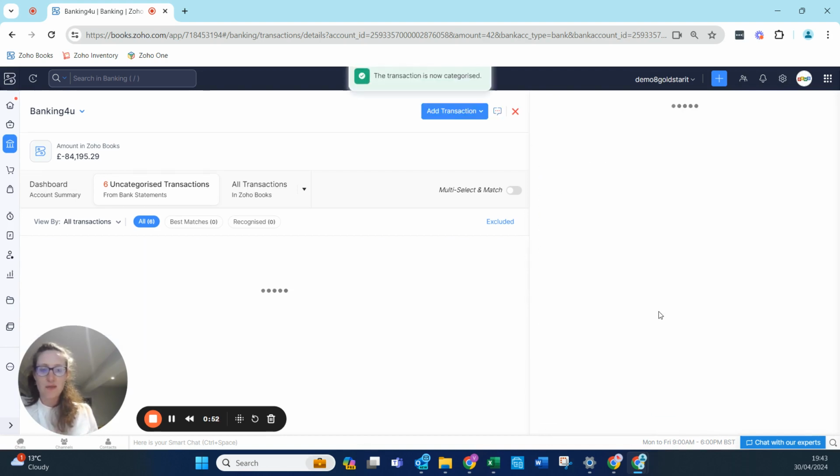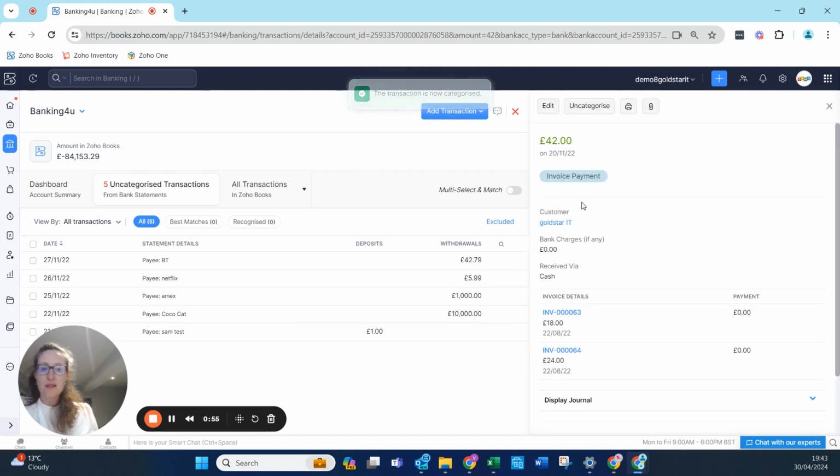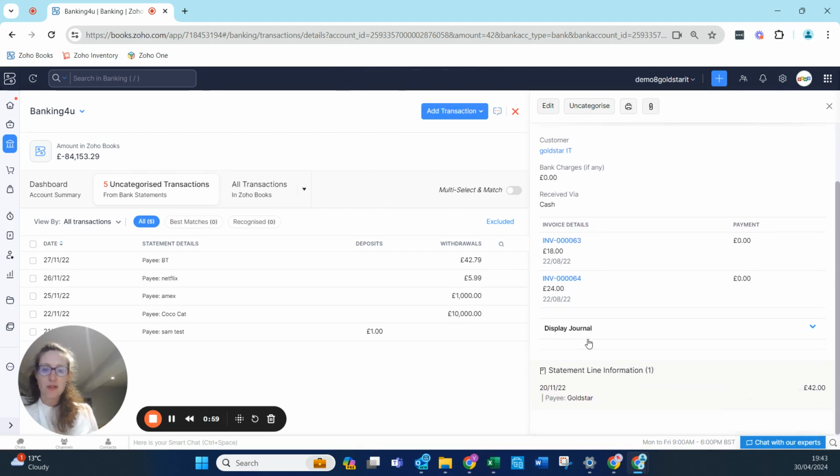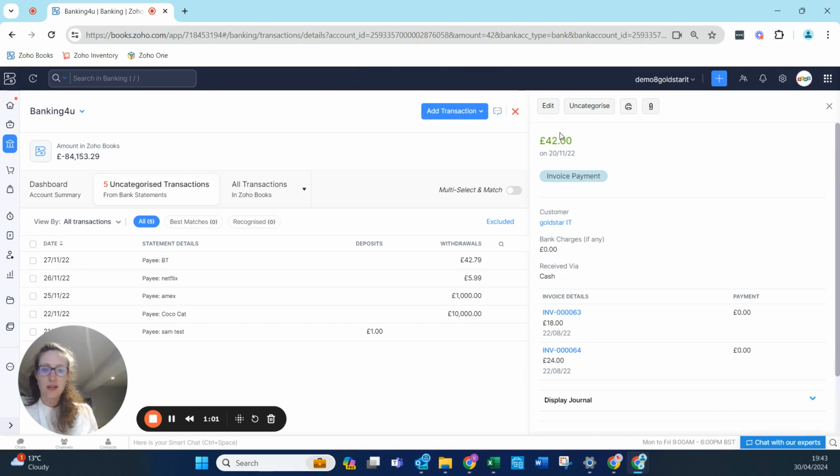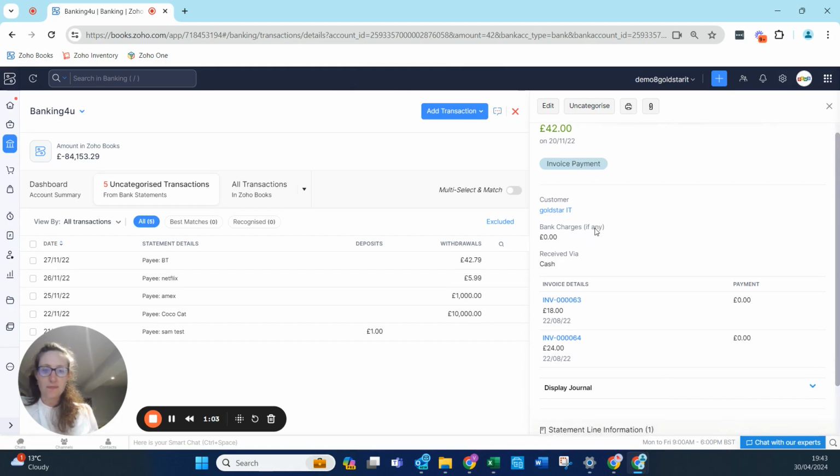So we hit save on here, and it's going to say this is regarding an invoice payment, is it regarding these two? We're going to say that's absolutely fine, that's okay, and it's gone through.